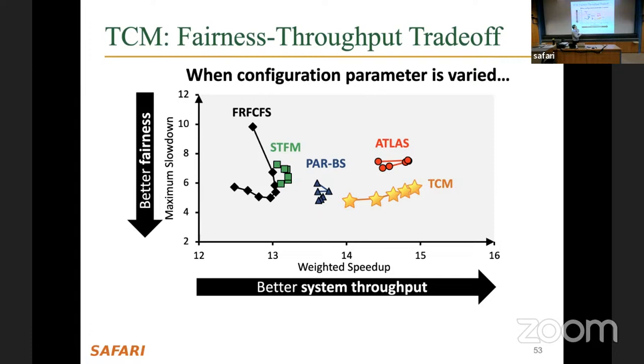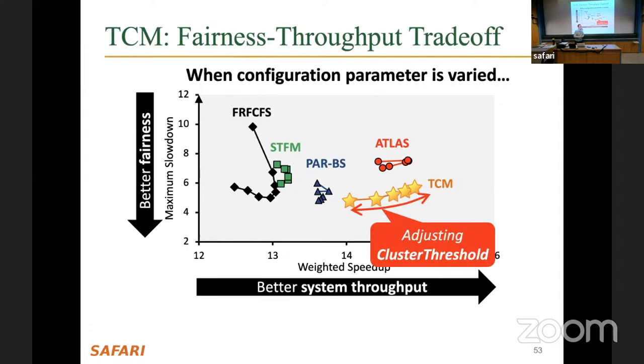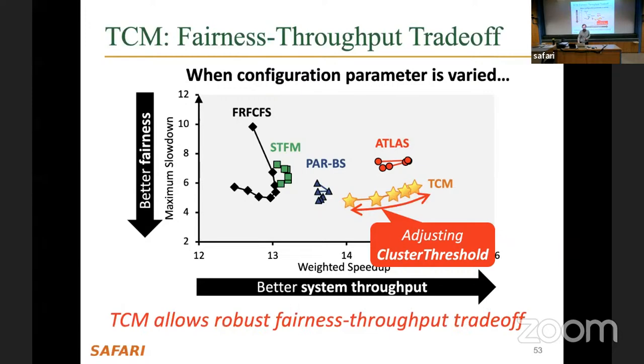Whereas with thread cluster memory scheduling, if you vary the cluster threshold, you get a nice fairness throughput trade-off, meaning all of these points are actually good. You may choose this point if you care about fairness. You may choose this point if you care about performance, right? A little bit less fairness, but more performance. So that's the idea over here. Ideally, you would like to design mechanisms like this. And cluster threshold is a tunable knob, basically.